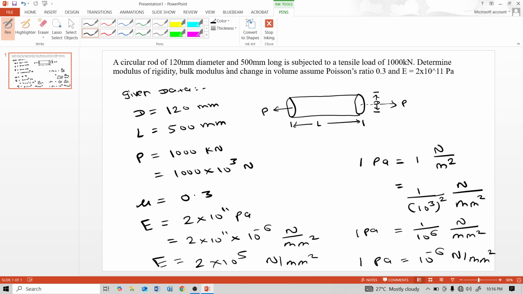Here in the numerical question they don't state which material this circular rod is made of, but by the sense of Young's modulus, steel has Young's modulus of 2 into 10 raised to 5 Newton per mm square. That means this is a steel circular rod. By seeing this Young's modulus, we get a sense of which material the bar is.